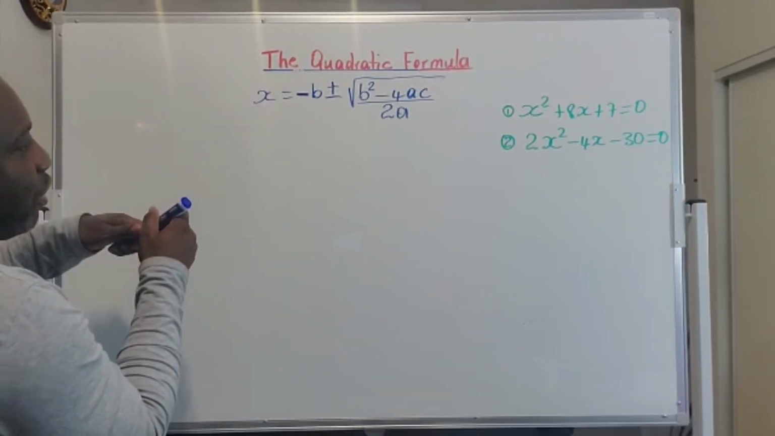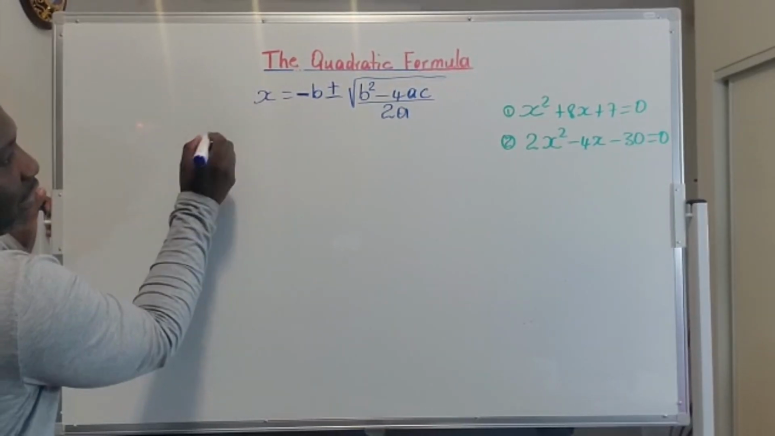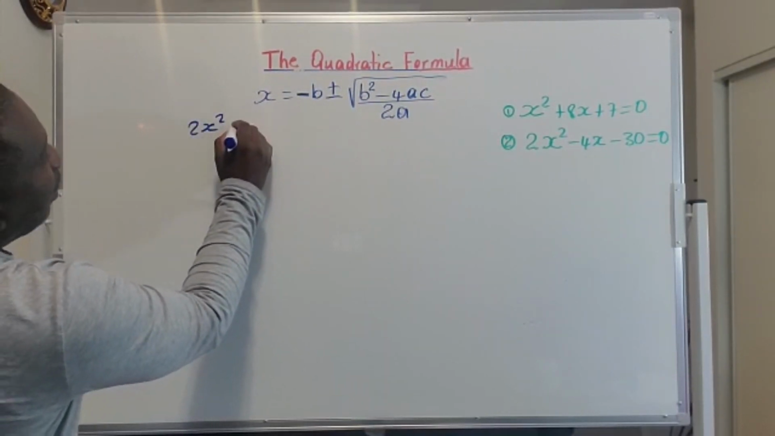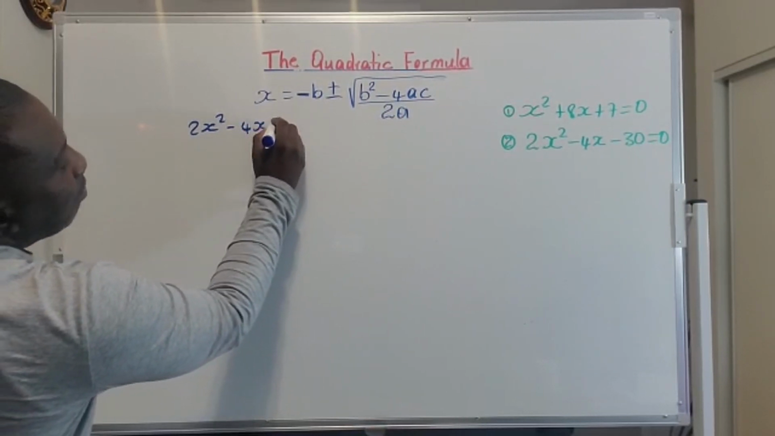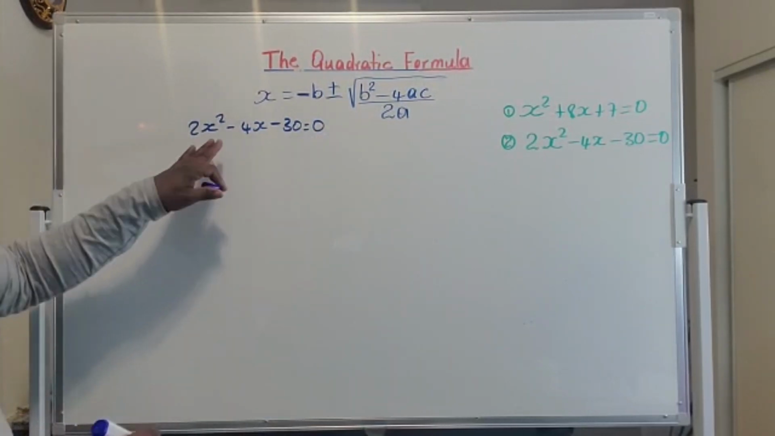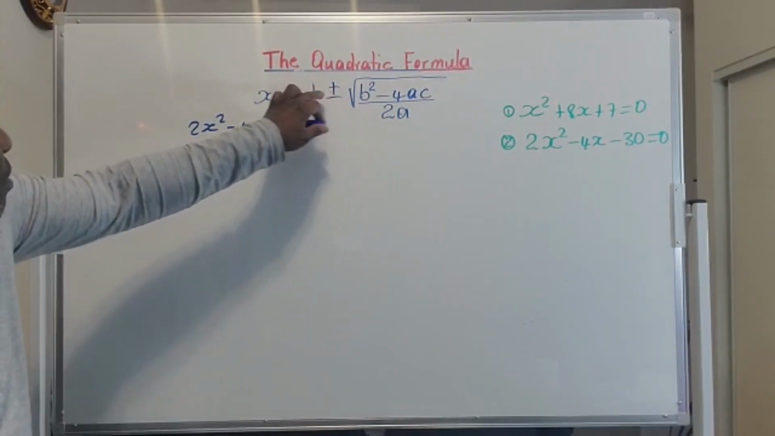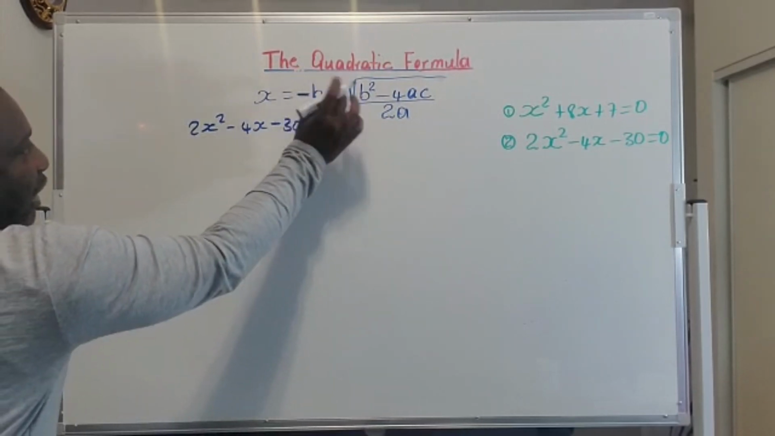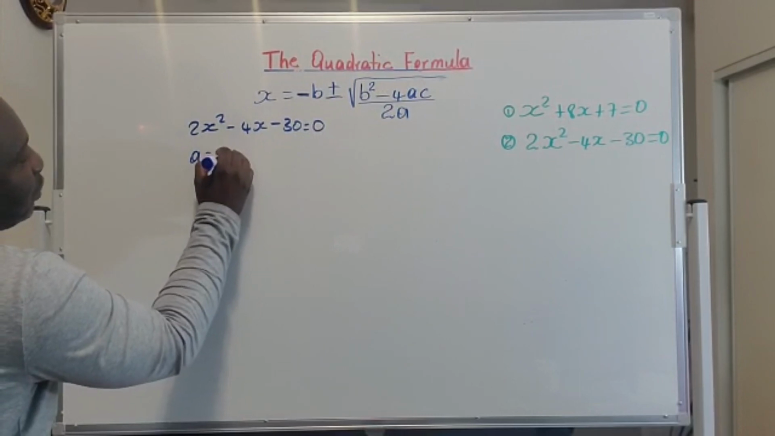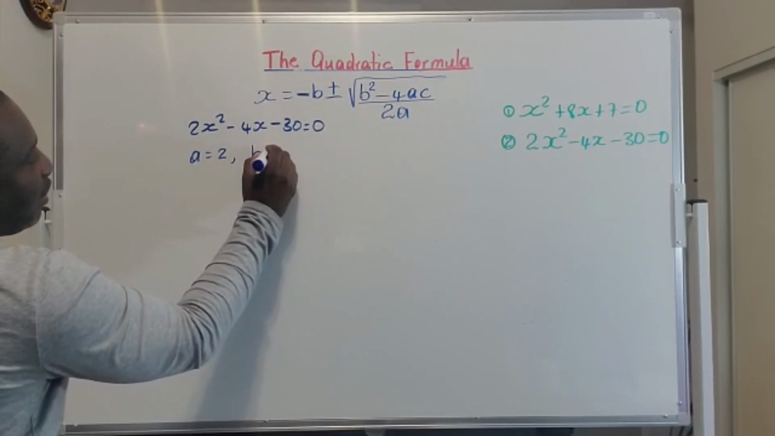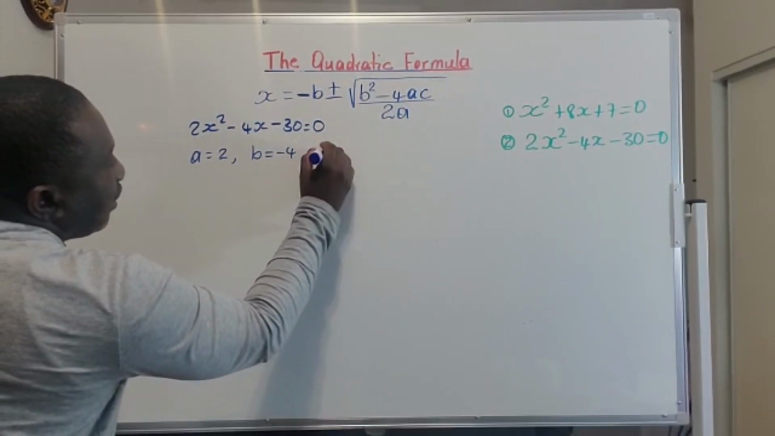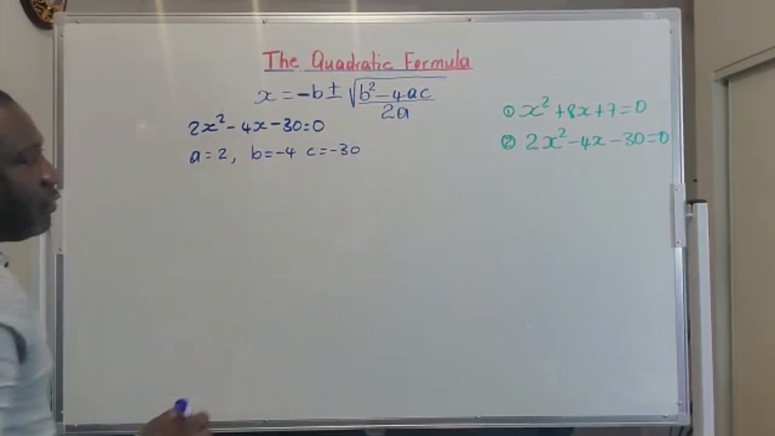The second problem on the board, trying to utilize the space, is 2x squared minus 4x minus 30 is equal to 0. Again, guys, let us just match the values with the letters in the formula. a in this case is equivalent to 2. b would be negative 4. And c will take the negative 30 value.